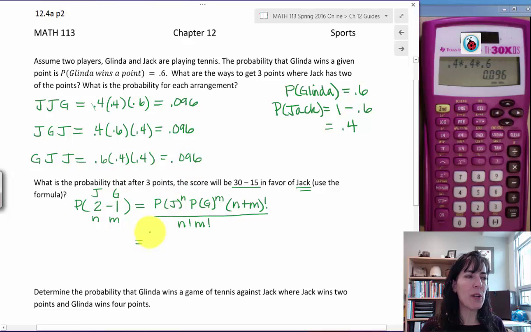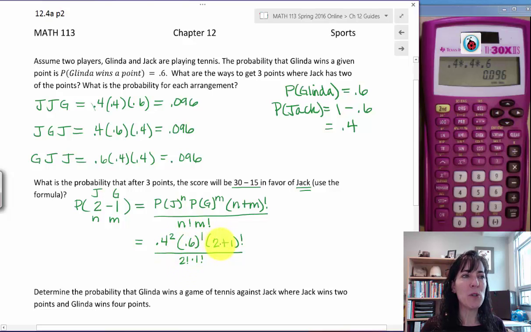And now I'd like to start plugging in values. So the probability for Jack, remember, was up here, and it's 0.4. So it's going to be 0.4 to the N, and my N is 2 in this case. I want to know when Jack wins 2 points. Probability for Glinda, that's up here, is 0.6. And M is going to be the number of points I think Glinda will win, and that's a 1. And then I add the 2 points, so it'll be 2 plus 1 factorial all over 2 factorial times 1 factorial. There are a lot of ways I can work this.